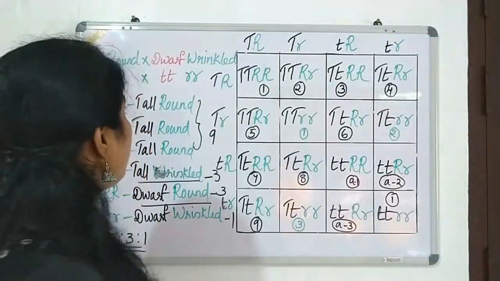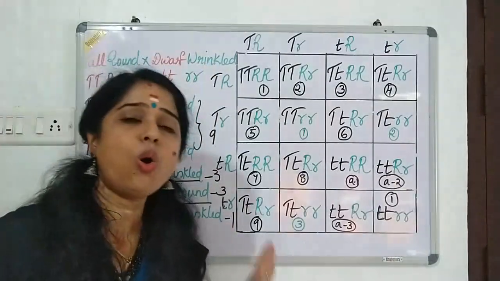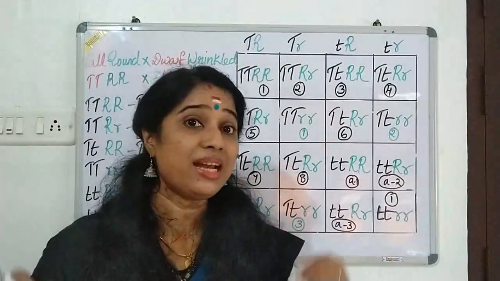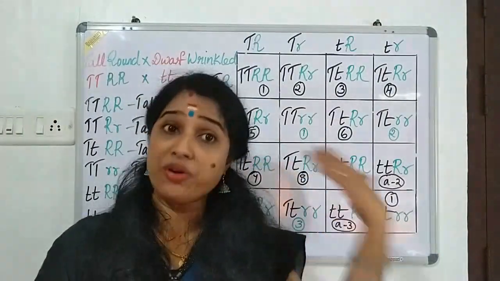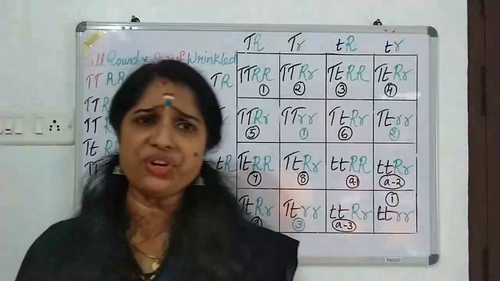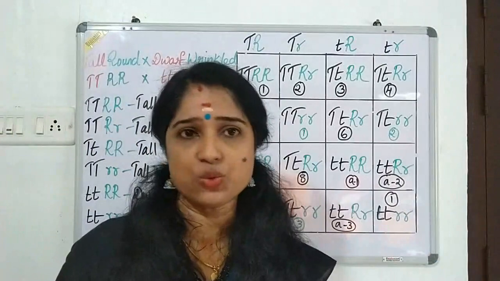Even though he crossed only 2, that is tall, round and dwarf, wrinkled, in the first generation, he got all the plants tall. But in the second generation, he was really surprised to see new 2 varieties. He had expected, normally when we did the monohybrid, in the second generation, we got only the parents. No new varieties were there.